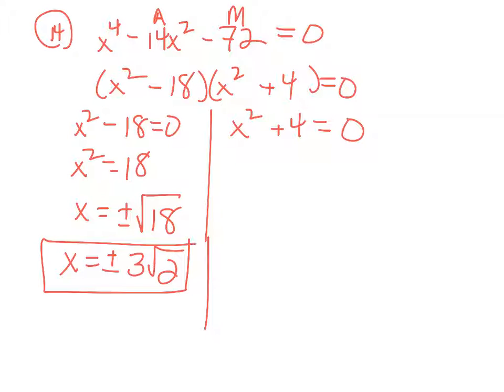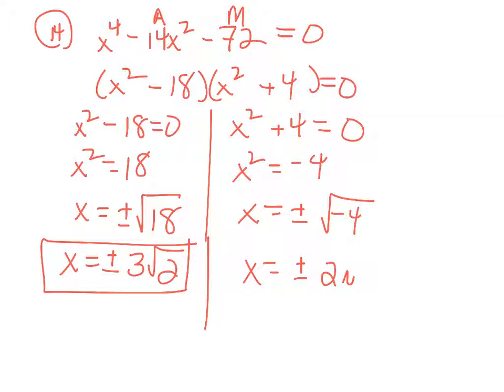So there's 2 zeros. Over here, I'm going to get x squared equals negative 4. So x is equal to, and again, I'm going to take the square root, so I need plus or minus square root of negative 4. Now remember, when we take the square root of a negative, that's just really an i. Okay, so we're taking the square root of 4, which is 2, and then we stick an i next to it. So there's 2 more zeros. So you have 4 zeros altogether. You have the 2 over here, you have a positive 3 radical 2 and a negative 3 radical 2. And then you have 2 over here. You have the positive 2i and then the negative 2i. Okay?